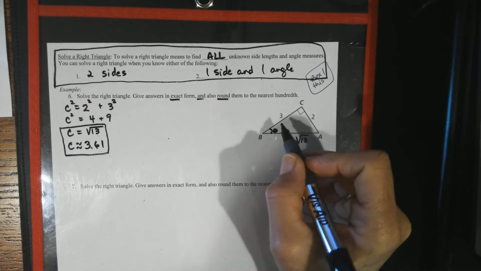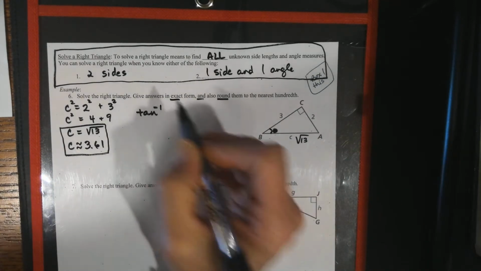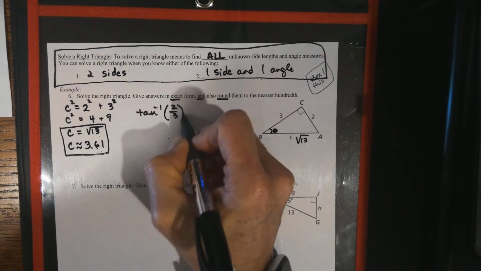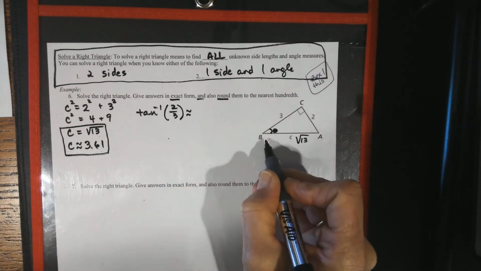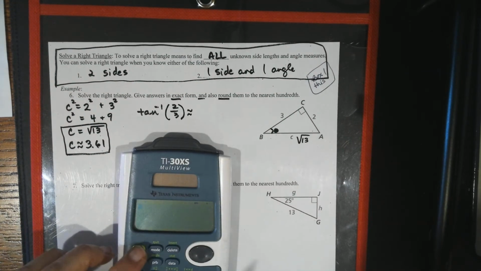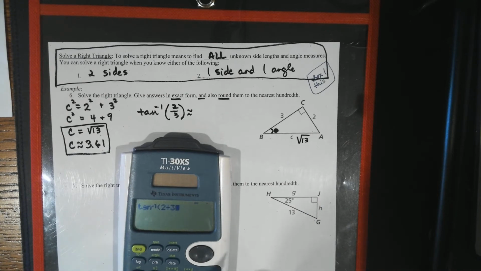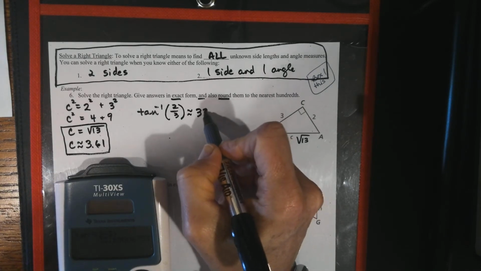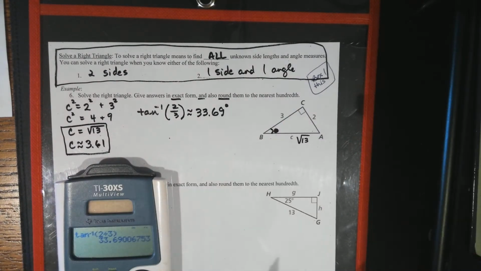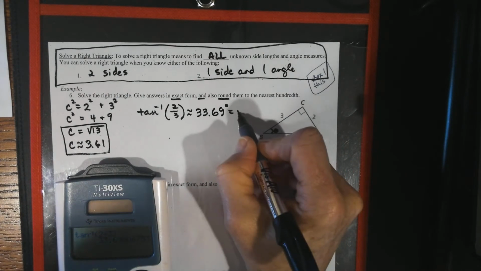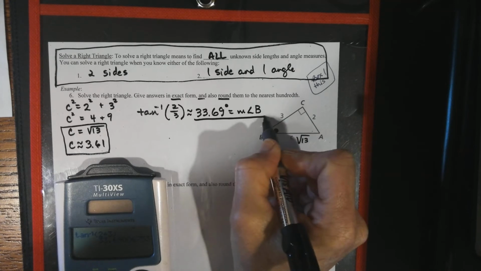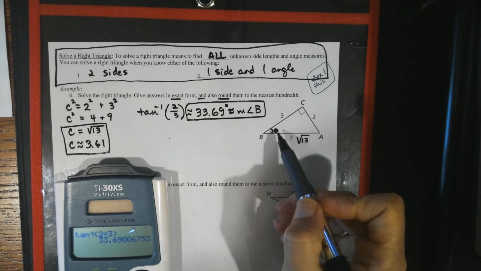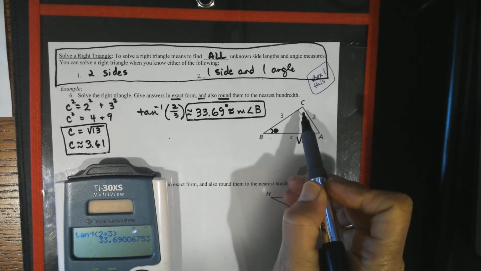Since I have 2 and 3, I want the tangent inverse of 2 over 3. And that's going to give me the angle measurement of B. So inverse tangent, 2 divided by 3. Ta-da! 33.69 goes here, degrees. That is what the measurement of angle B is. Well, it's approximate.